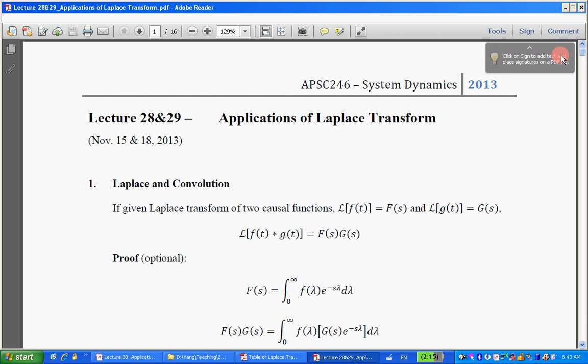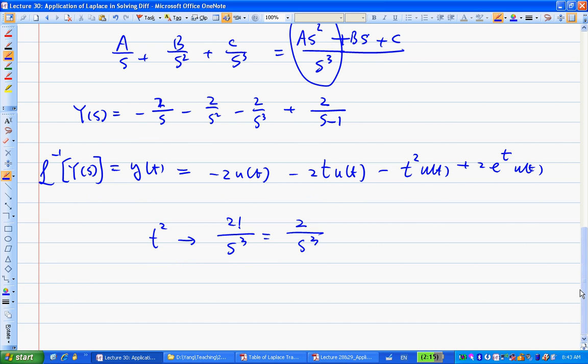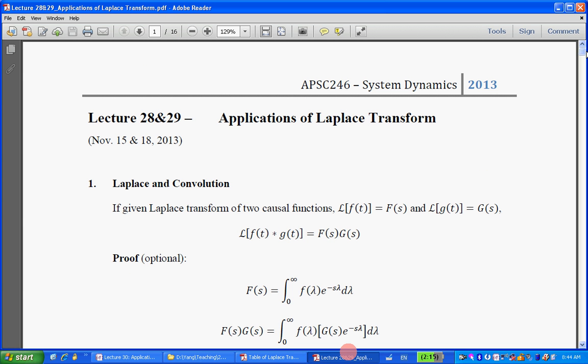The computer is not responding. Anyway, check page 11 of the lecture notes. There is a sort of summary there as to when you have what kind of factor in the denominator, and what you're going to do to decompose it. Oh, there we go.